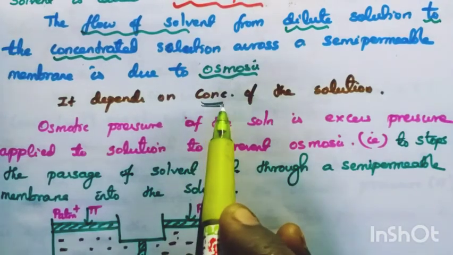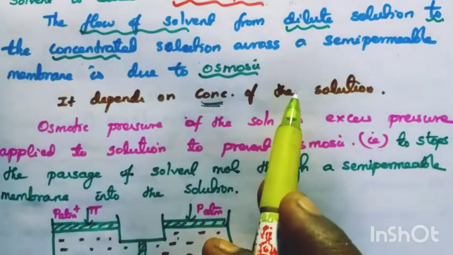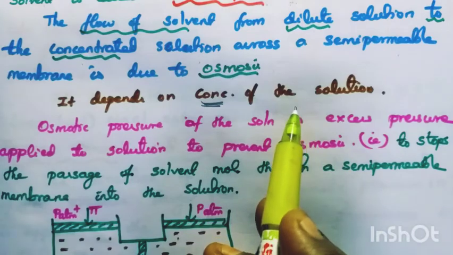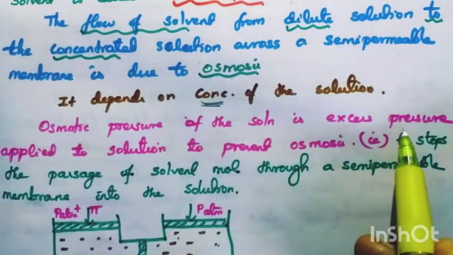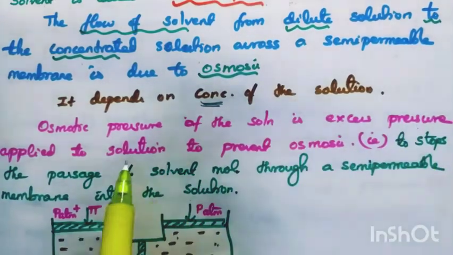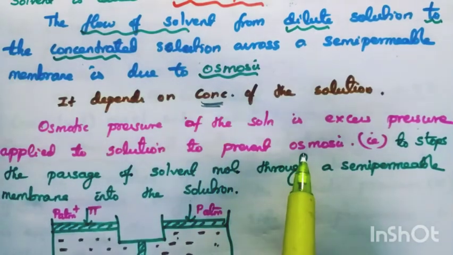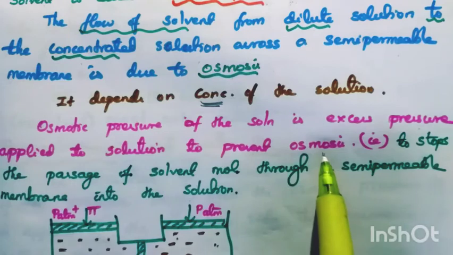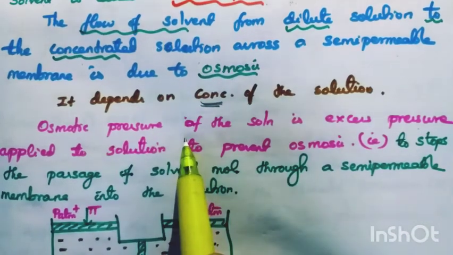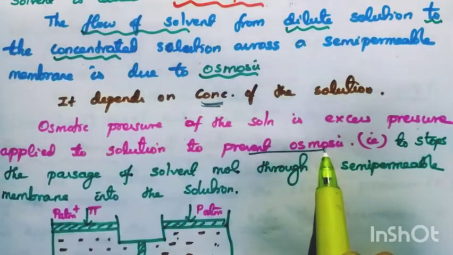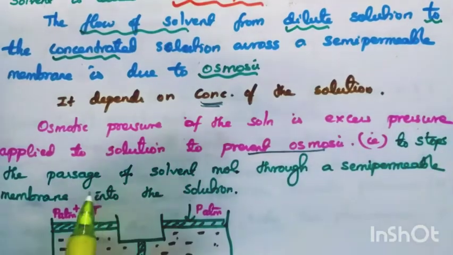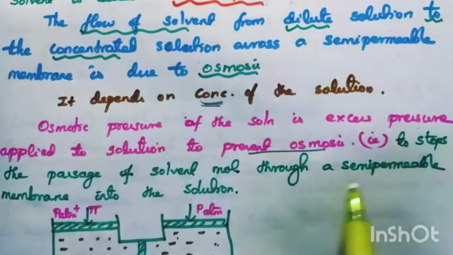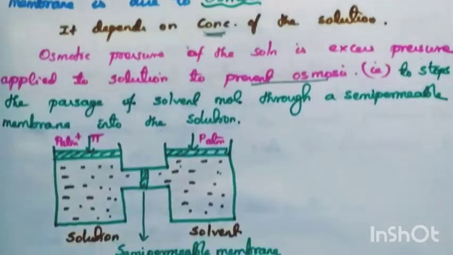It depends on the concentration, from the dilute to the concentrated side. So the osmotic pressure of the solution is the excess pressure applied to the solution to prevent osmosis. What is osmotic pressure? The pressure applied to prevent the flow of solvent to the solution side is known as osmotic pressure. That is, to stop the passage of solvent molecules through a permeable membrane into the solution. Let's see here.